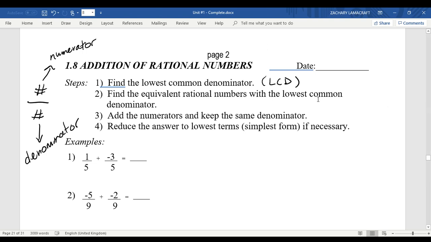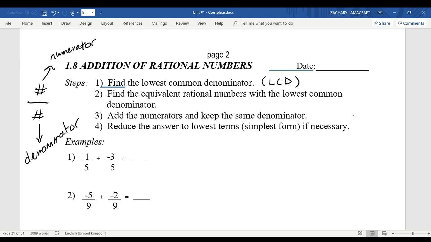So our job is to find equivalent rational numbers with the lowest common denominator. That's exactly what I talked about. Then all you do is add the numerators and keep the same denominator. So we find the same denominator, and then all we do is add those top numbers, or the numerators. And then reduce to the lowest terms.